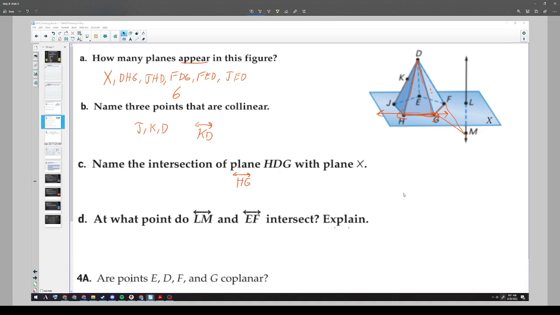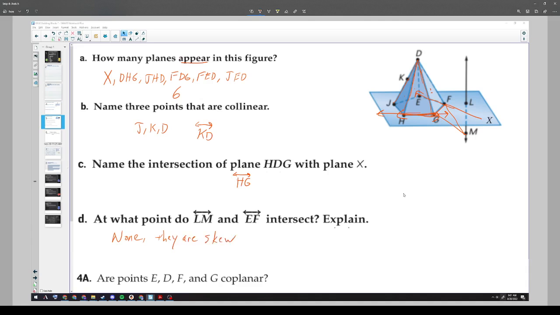This one says, at what point do line LM and line EF intersect? So LM and EF right here are going to intersect, well, nowhere, because this one goes in front of it and it's never going to touch, because in 3D, 2 lines can basically be not parallel and not run into each other. So they don't intersect at any point. And one of our defined terms we haven't talked about today, which I think we'll get to, is they are what we call skew to each other.